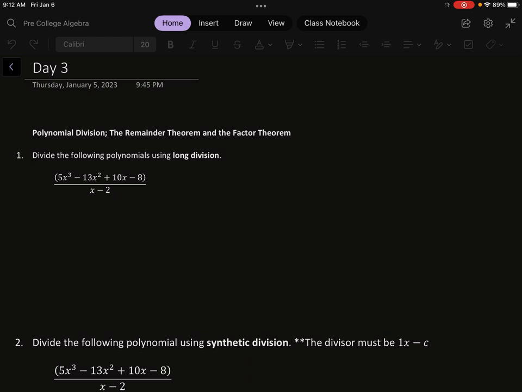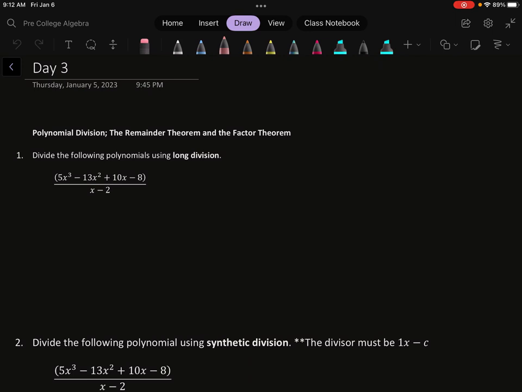Polynomial division, the remainder theorem, and the factor theorem. I actually eliminated the factor theorem from this lesson after I made the lesson and sent the lesson off to be printed for you.